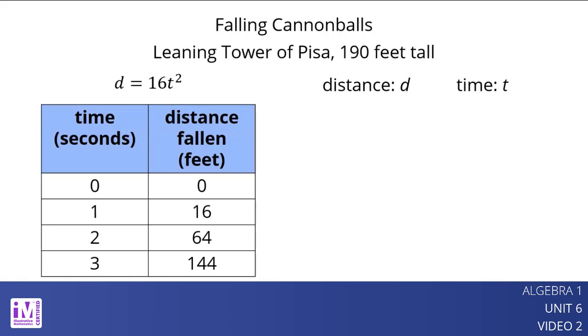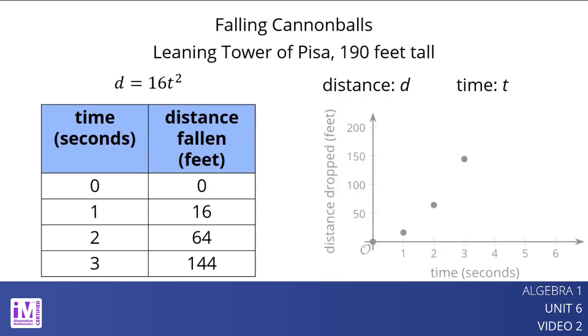Here's a table showing how far the cannonball has fallen over the first few seconds. Here are the time and distance pairs plotted on a coordinate plane. Notice that the distance fallen is increasing each second. The average rate of change is increasing each second, which means that the cannonball is speeding up over time. This comes from the influence of gravity, which is represented by the quadratic expression 16t squared.